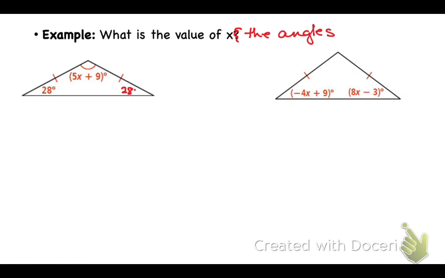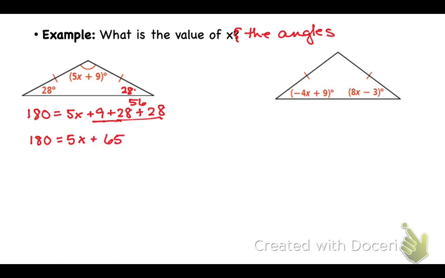Yeah? Okay. So what else do we know about triangles? 180. They all add up to 180, right? So let's make ourselves an algebraic equation. So what equals 180? 5x plus 9 plus 28 plus 28. So I combine all my like terms, right? So 28 plus 28 is 56 plus 9 is 65. You guys agree with him?